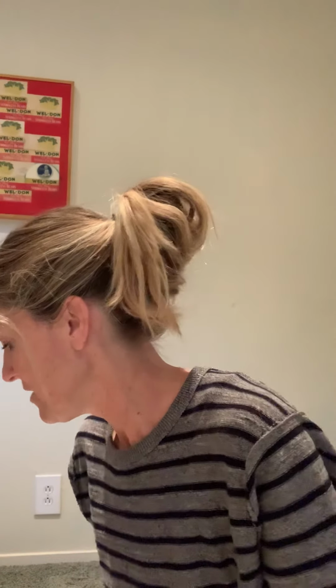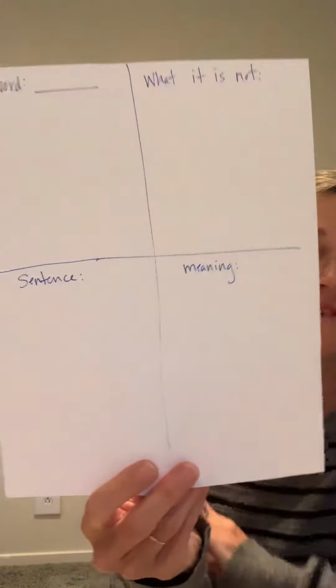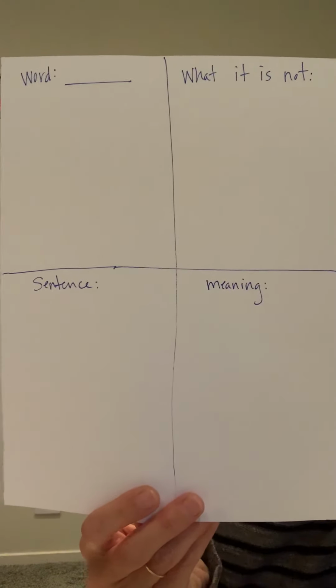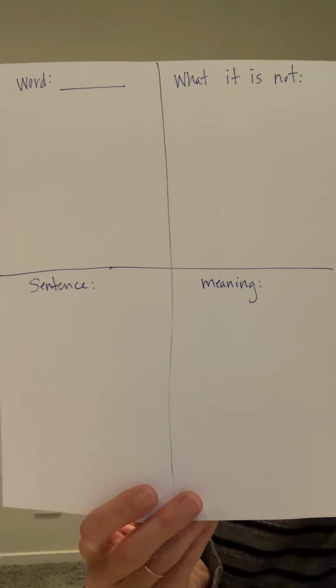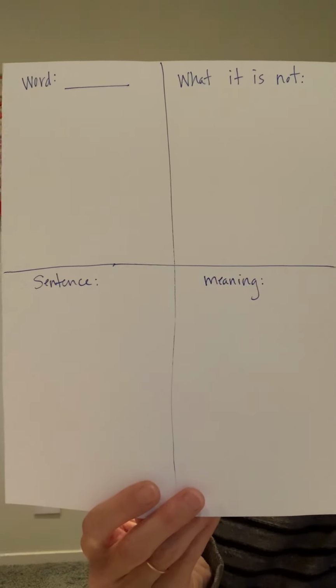All right, so we've got a new word for today. Make sure you've got your paper ready. Go ahead and divide it into fourths. Write down the word, what it is not, the sentence and a meaning. Press pause if you need to.